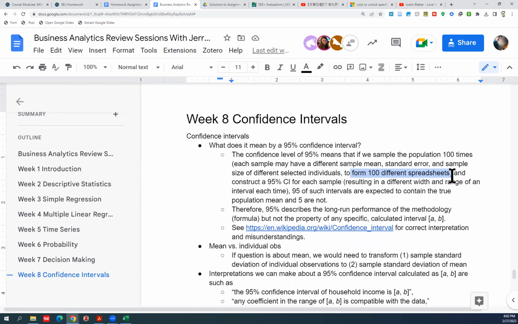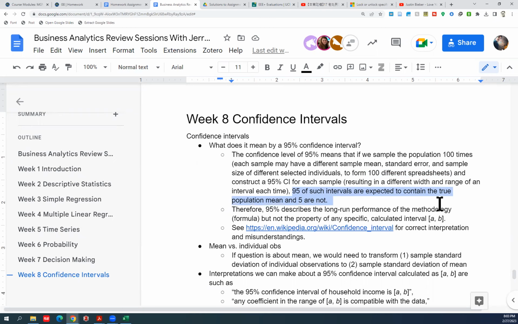Then we calculate a 95% confidence interval for each of the samples. Notice that we have 100 samples already. Then this 95% means that 95 of these 100 intervals we calculated are expected to contain the true population mean, whereas 5 are not. Because of this, we notice that this 95% describes a long-run performance of the methodology, or the formula we use to calculate confidence intervals.